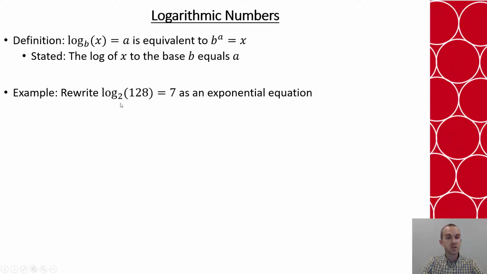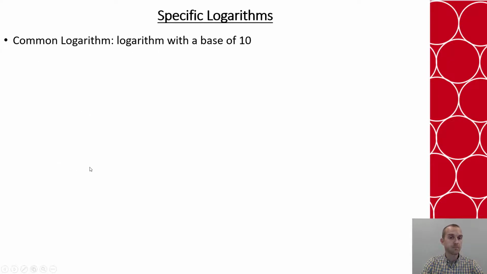What if we wanted to go the other direction? We start with the logarithmic equation, and now we want to convert it to the exponential equation. So we have to recognize again, our base is 2, our a value from the logarithm is 7, and then our x value is 128. We substitute those parts into the exponential equation, and we have 2 to the 7th equals 128.